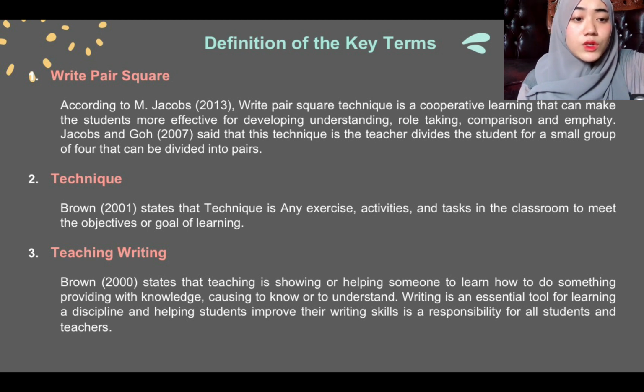Okay, next we go to the definitions of the key terms. So the first one is Right Pair Square. Right Pair Square is a kind of cooperative learning. According to M. Jacobs in 2013, he said that Right Pair Square is a cooperative learning that can make students more effective for developing understanding, role-taking, and after that comparisons and empathy.